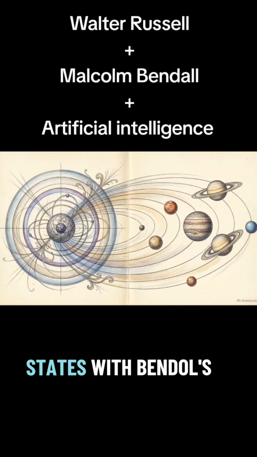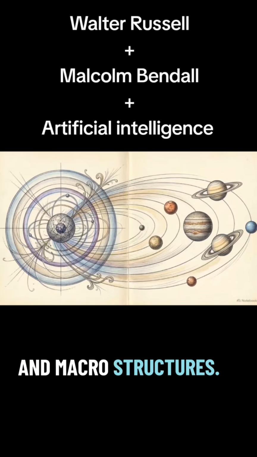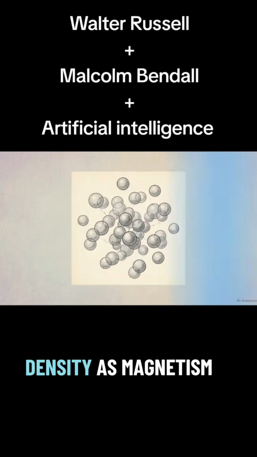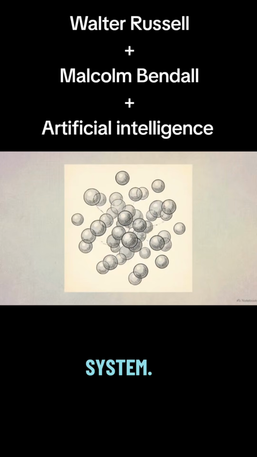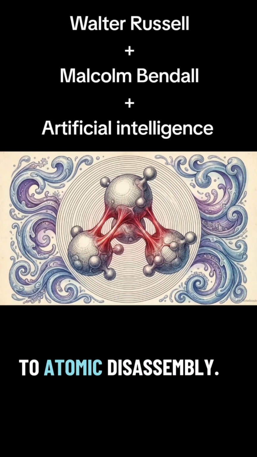Aligning Russell's pressure states with Bendel's cosmic math suggests a deep link between micro and macro structures. In Russell's model, matter increases in volume and decreases in density as magnetism returns to the system. Bendel asserts that matching these resonant frequencies is the key to atomic disassembly.